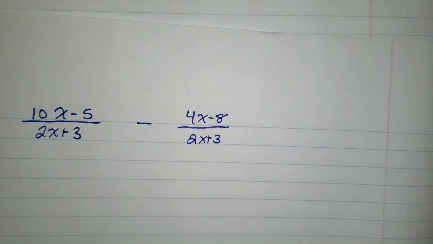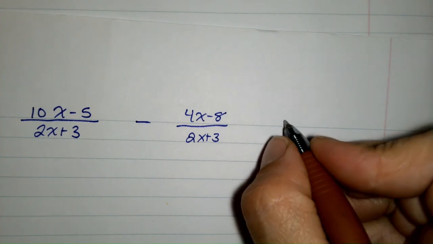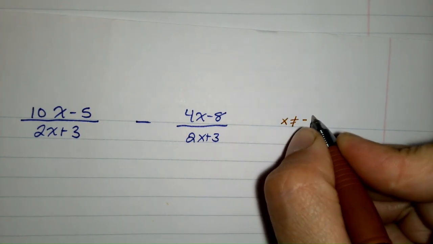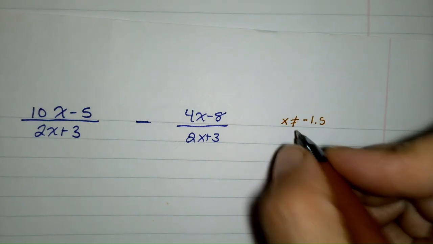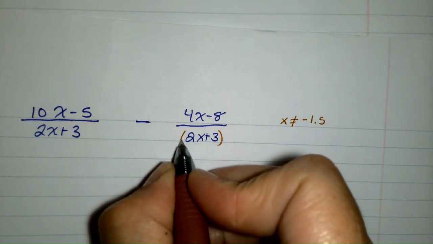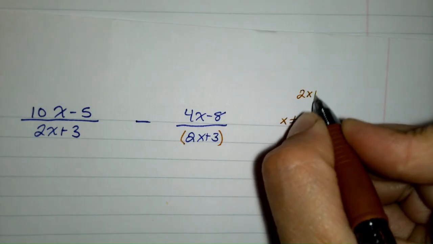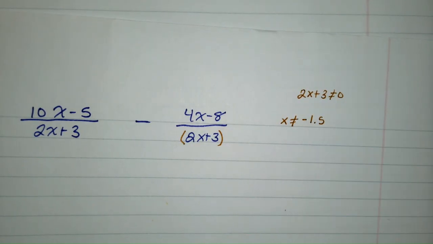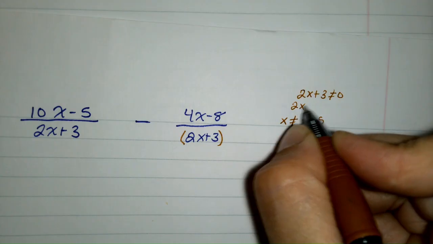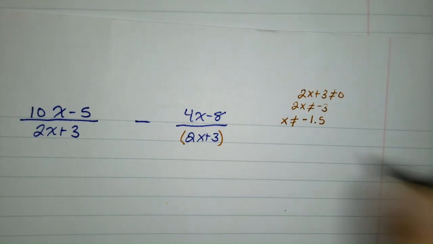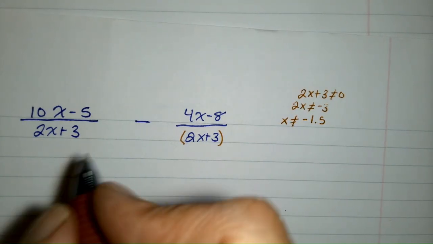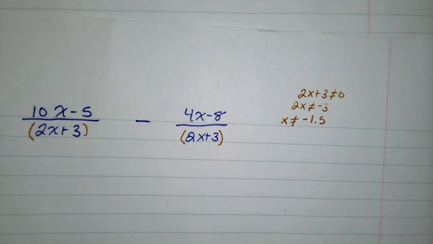Okay, and just a quick note, because we always should take notice of this. X cannot be negative 1.5. The reason for that is 2x plus 3 cannot equal 0. So 2x cannot be negative 3. When you divide that, you get negative 1.5. So again, that common denominator cannot be 0. You only need that if the directions tell you to, but it's never a bad problem to do it.